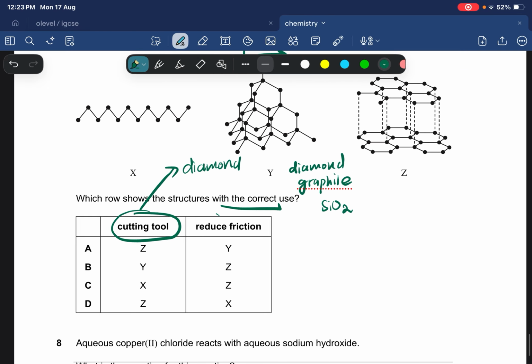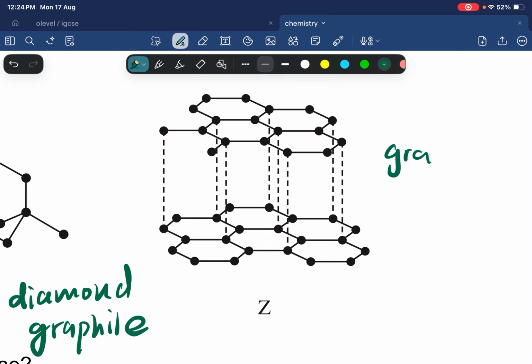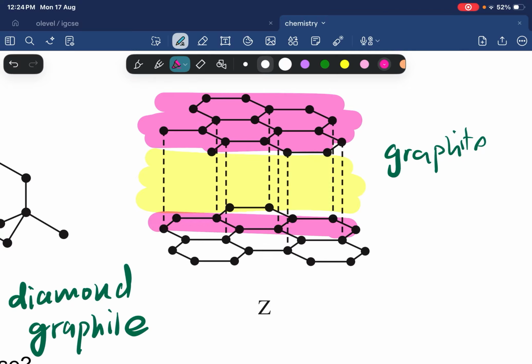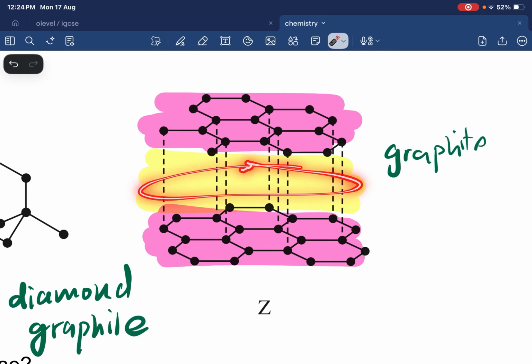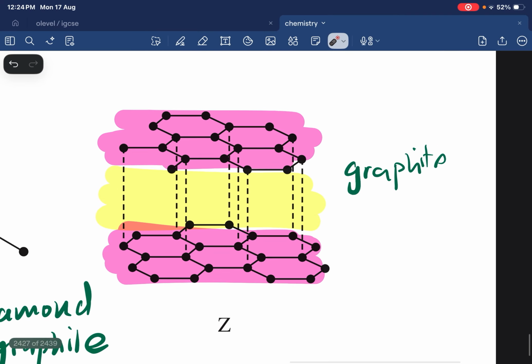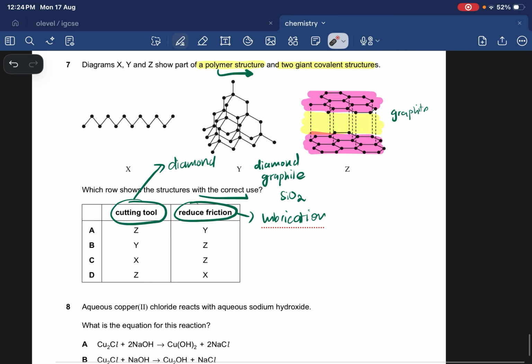Next is reduces friction. Reduces friction means it's going to provide you lubrication. It's going to be used as a lubricant. And what can be used as a lubricant? Definitely graphite. Why? Because it has these weak intermolecular forces between the 2 layers of graphite. The above one is the first layer of graphite and the below one is the second layer of graphite, and between these 2 layers, this thing is going to make it a good lubricant, because when you apply force, the layers can slide over each other. So that's the same thing that happens when you write with pencil. The layer of graphite gets stuck on your paper.